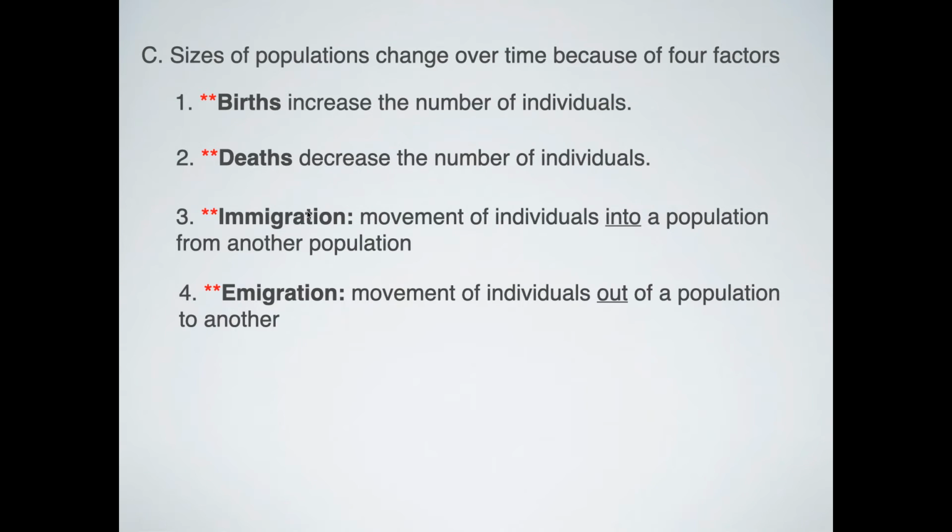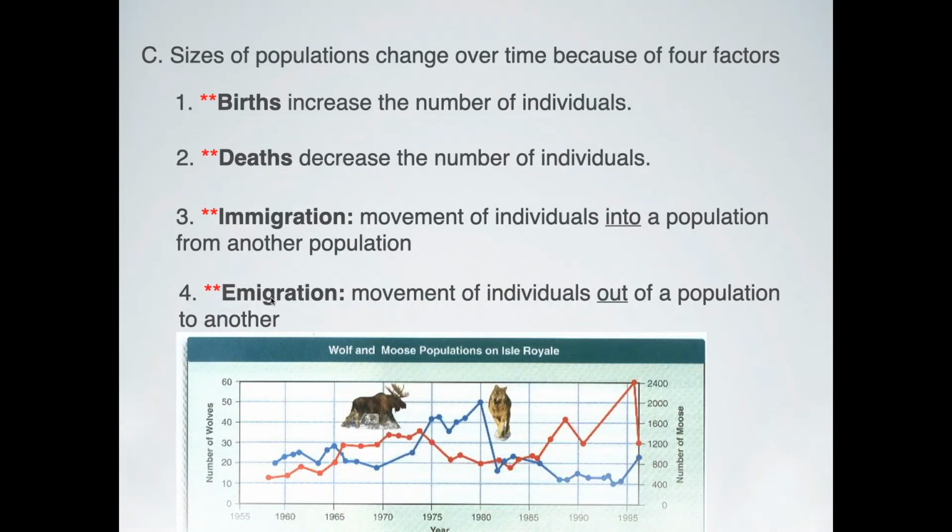Keep in mind, immigration and emigration, though, wherever they are moving to, that goes up, but wherever they're moving from goes down. And that's the opposite for emigration. Wherever you're moving to, that population goes up. And again, whatever you're leaving, that's going down. And so it's something that you can track, though, the population over time. Here's an example of a population graph of wolf and moose on an island in Canada. And so you can see the number of moose and wolves going up and down as time goes by.